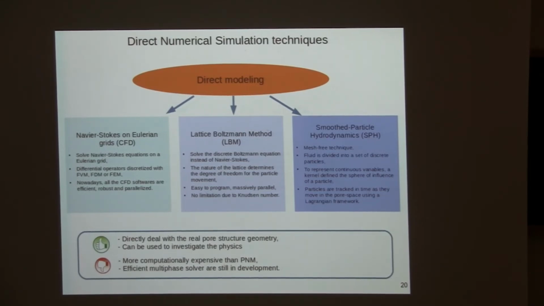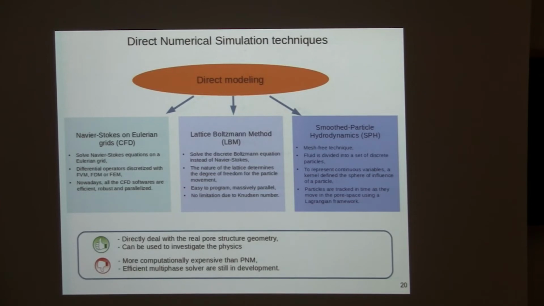Another technique is called the Lattice Boltzmann method. It's a technique that is becoming more and more popular. In this case, we don't solve the Navier-Stokes equation, but we solve the Boltzmann equation on the lattice. Apparently, it's very easy to program. If you look at a Lattice Boltzmann code, it's very short. It can be parallelized very easily, and because we start from the Boltzmann equation, there is no limitation due to the mean free path and the size of the pore throat. But you also have some problems when it comes to multiphase flow.